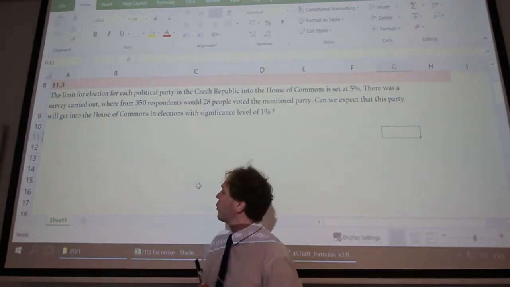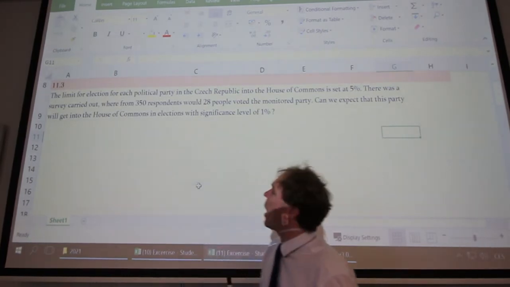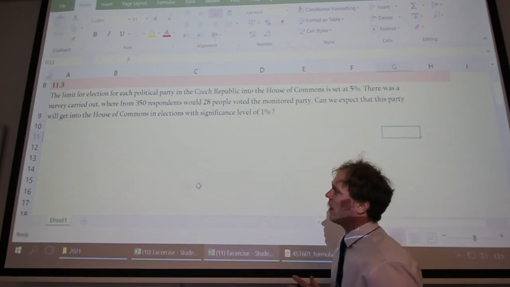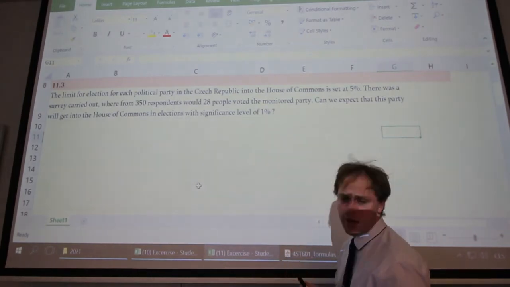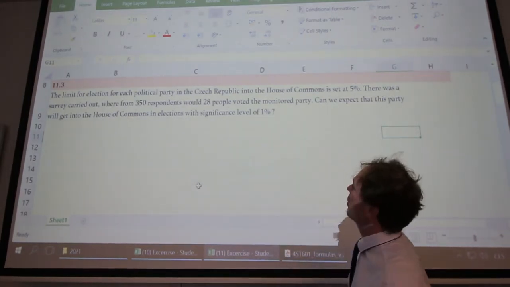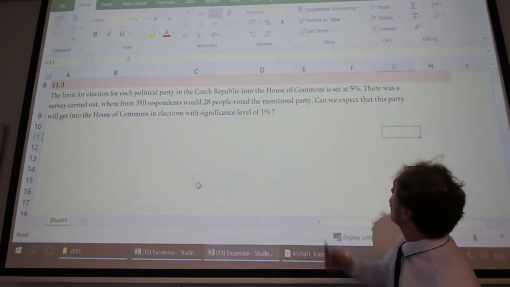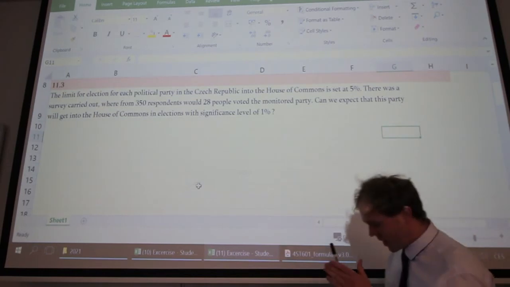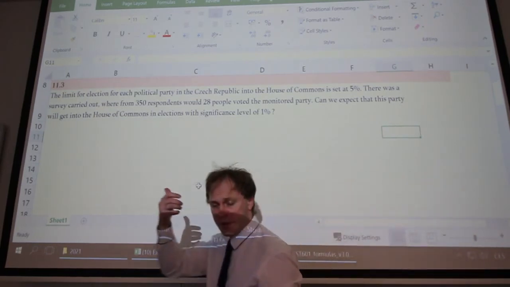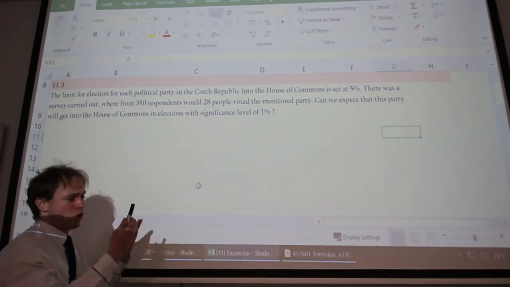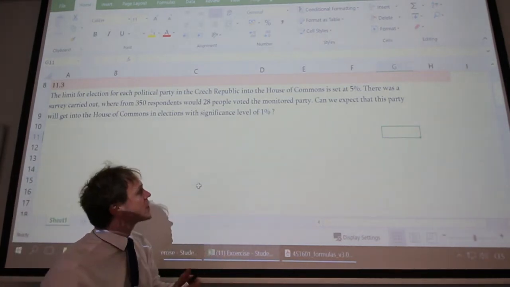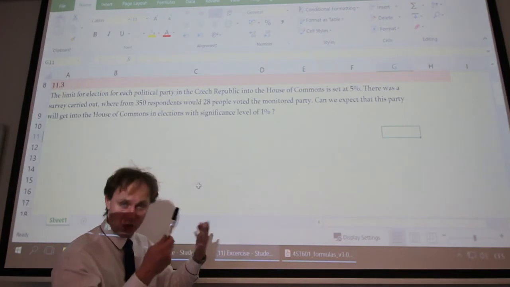We will continue with another example about the election. The limit for each political party in the Czech Republic to enter the House of Commons is set at 5%. If you have one political party and you would like to enter the House of Commons, you need at least 5% of voters.